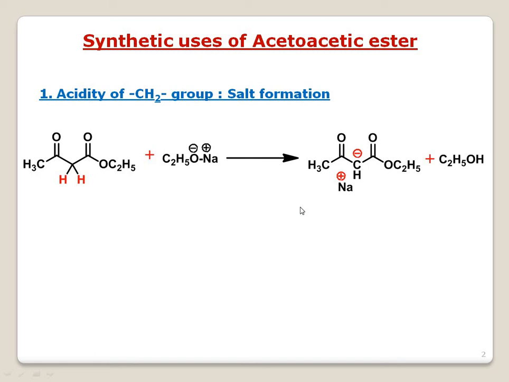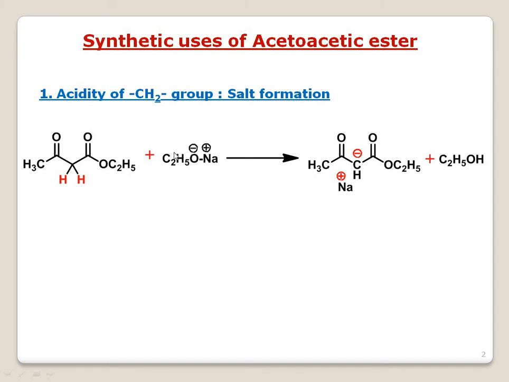So mainly it is making use of two properties of acetoacetic ester. First one is the acidity of this active methylene group. As I said earlier, these are highly acidic because of the two electron-withdrawing groups attached here. So salt formation is the first one. It readily forms salt with bases. So this is sodium ethoxide, an alkoxide base.